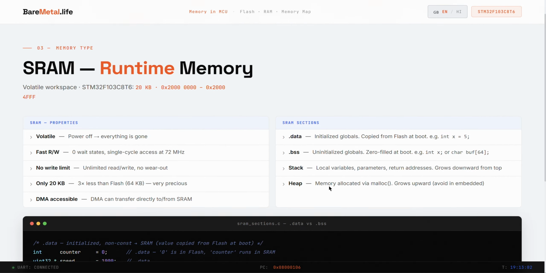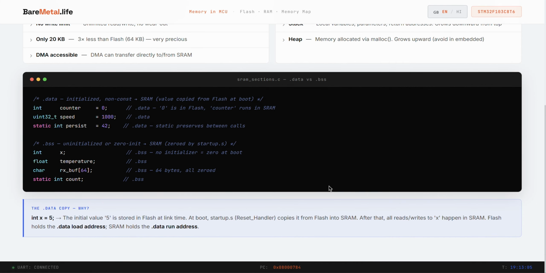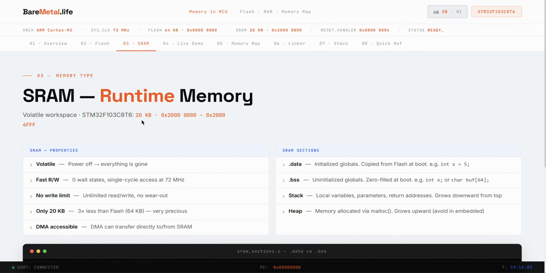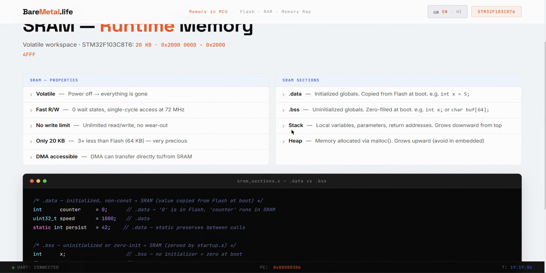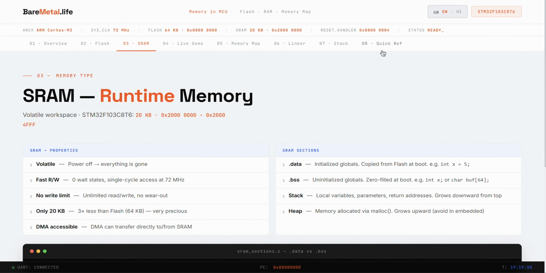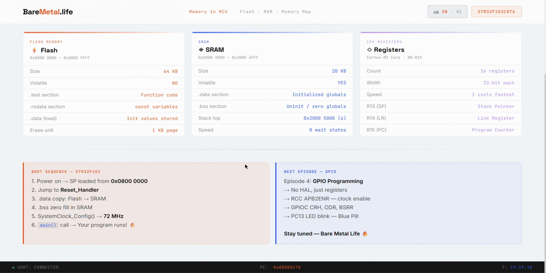On the STM32F103C8T6, SRAM starts at address 0x20000000. That's where your .data and .bss sections both live at runtime. Well, now you might be wondering, how does the MCU actually know where .bss is and how to zero it out? This happens through something called the startup code, also known as the reset handler.